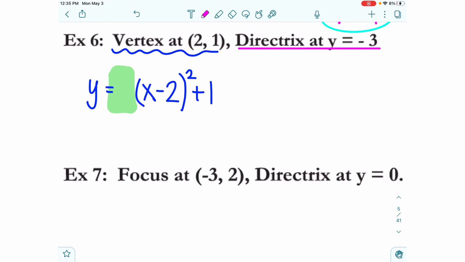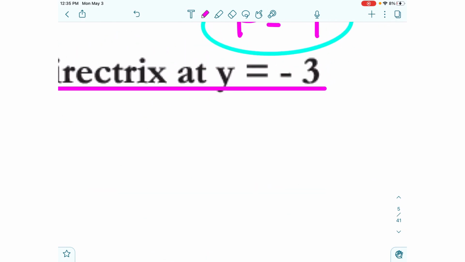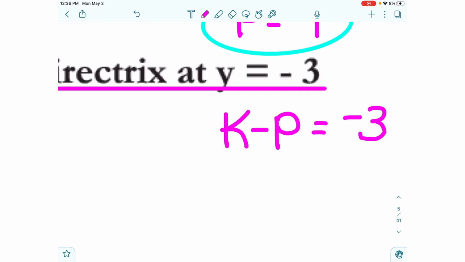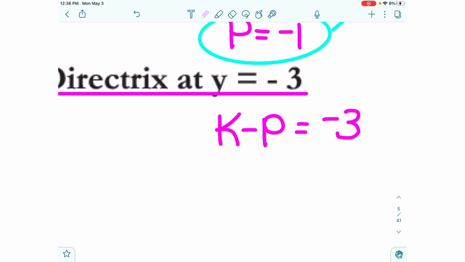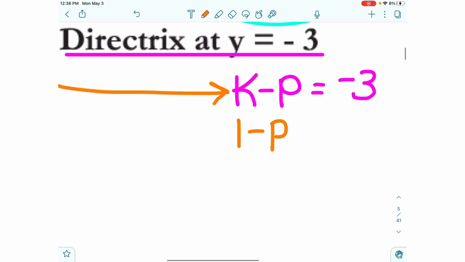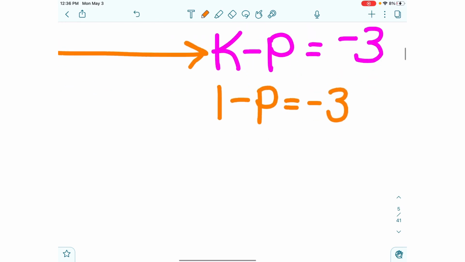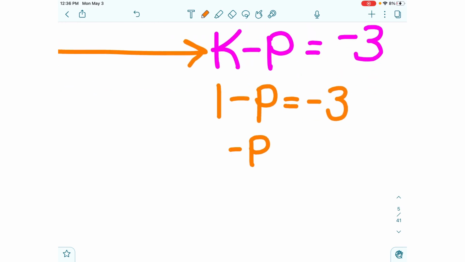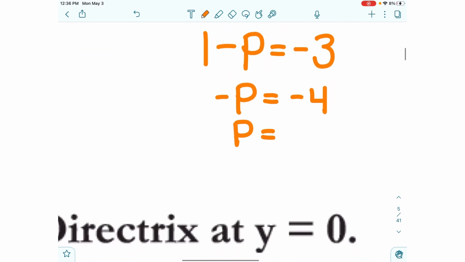Now this time they give me the directrix. We did an example where they gave me the focus. Now here's what I know about the directrix. Y equals -3. Well, the -3 comes from the formula k minus p. So I know that the formula k minus p has to give me an answer of -3. But I also know the k value of the vertex is 1. So I can plug that in.